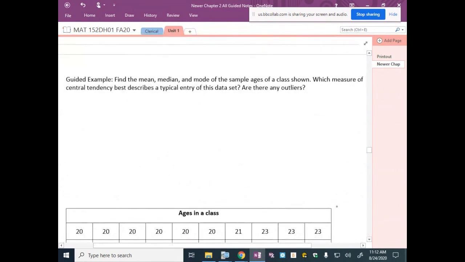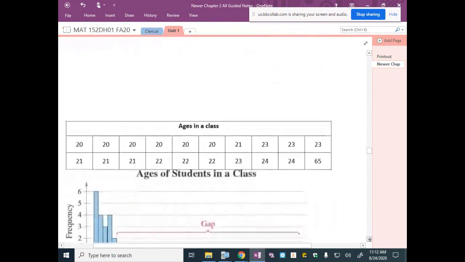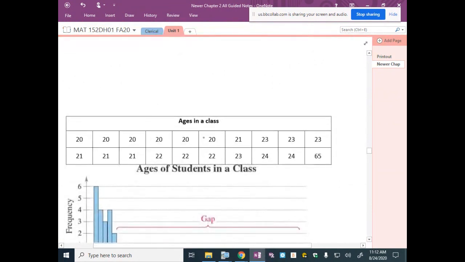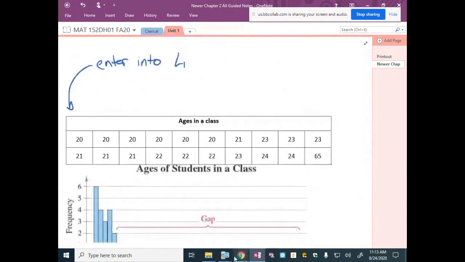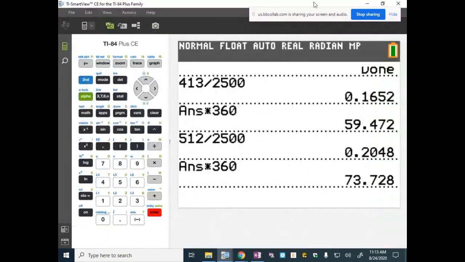So here's what we're going to do. We're going to find the mean, median, and mode of this. So we're going to enter this data into the calculator. You can do it into list 1 or whichever, it doesn't matter. But we're going to enter that into a list. And I'm going to show you how to do it with the calculator. Much easier.